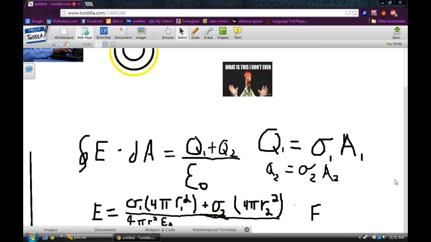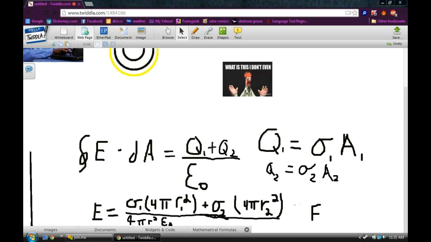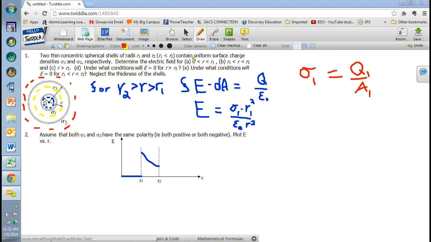Okay, thank you very much. I'm going to take the presenter role back. I have a question real quick. Yes. Since it just says sigma 1 and sigma 2, we don't know if they're positive or negative, so it doesn't really matter in this case. Right. At this point, we're just looking at the equation.